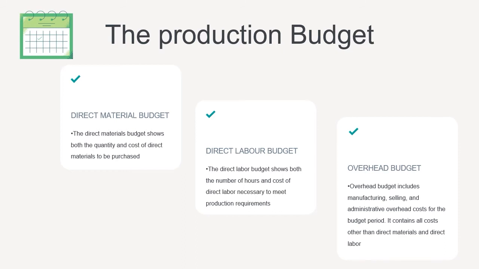Direct labor budget. The direct labor budget shows both the quantity of hours and cost of direct labor necessary to meet production requirements. Please consider differently regular labor and seasonal labor. Overhead budget.